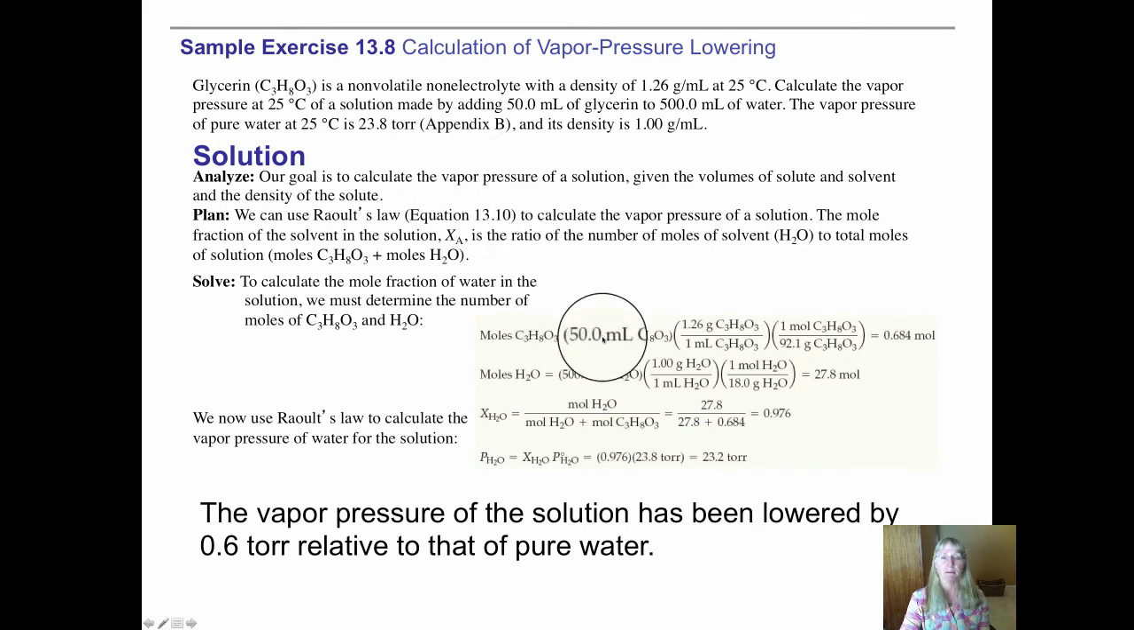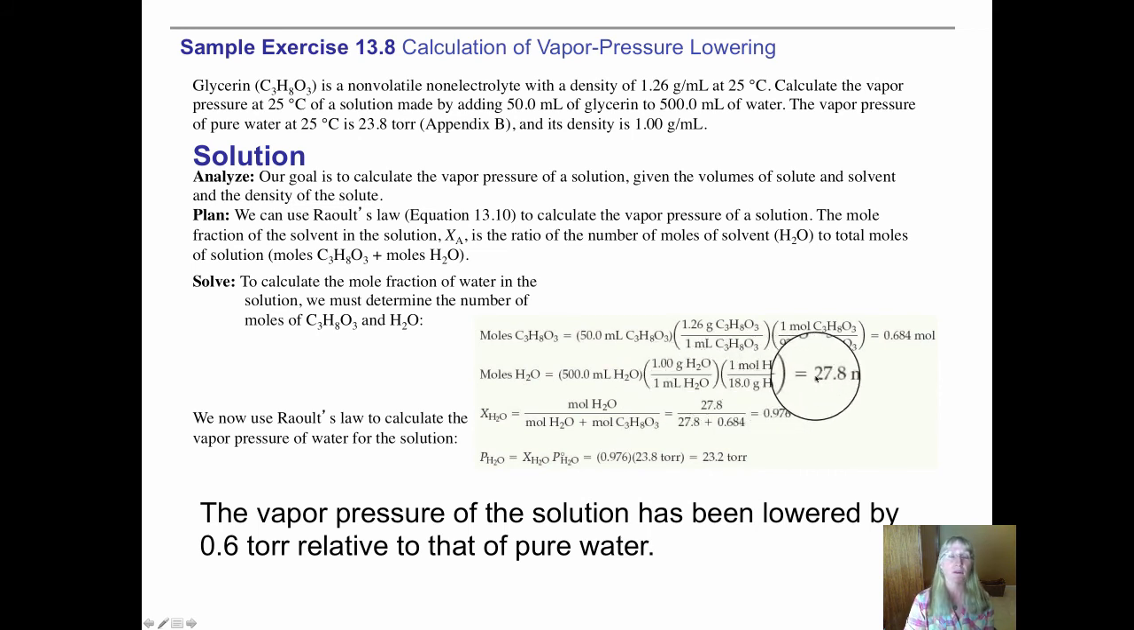I take its volume times the fact that it has a density of 1.26 grams per milliliter. Now I will have grams. Last step, divide by its molar mass, and we have the moles of glycerin. Water is quite simple. 500 milliliters of water is equal to 500 grams of water because its density is 1, and I will divide by 18 to get the moles of water.